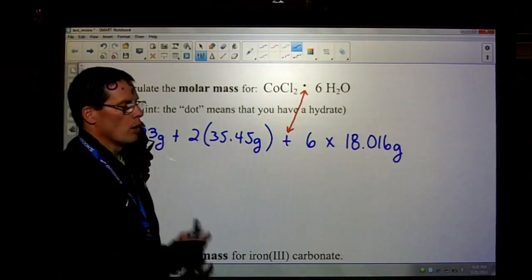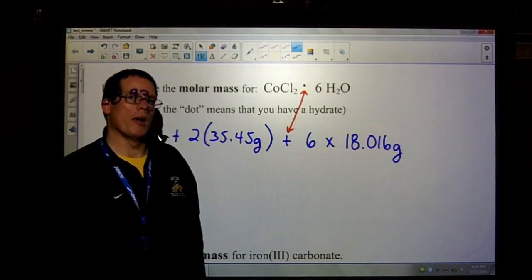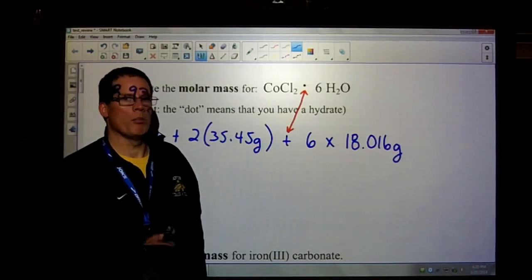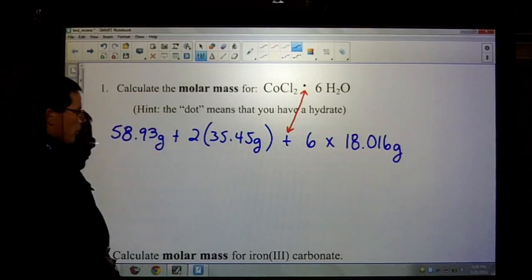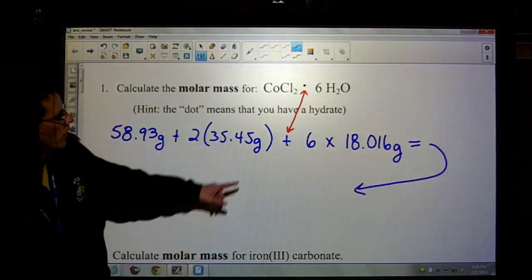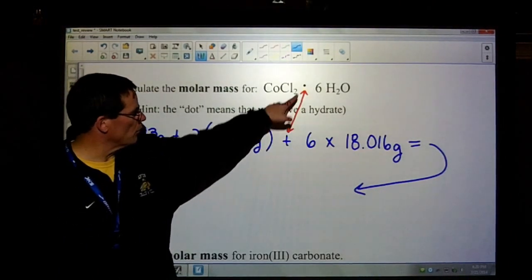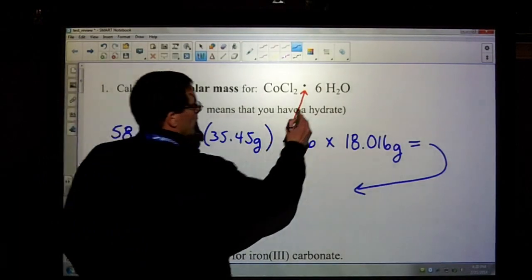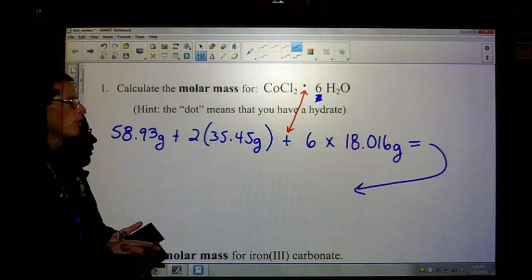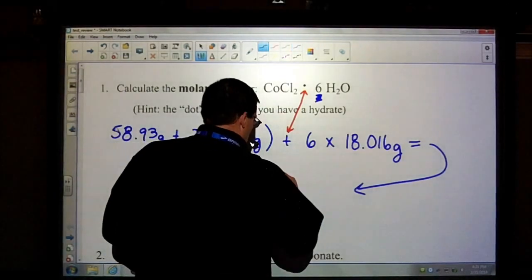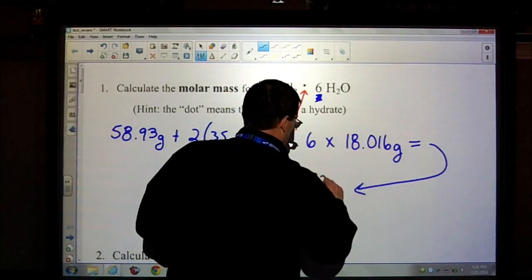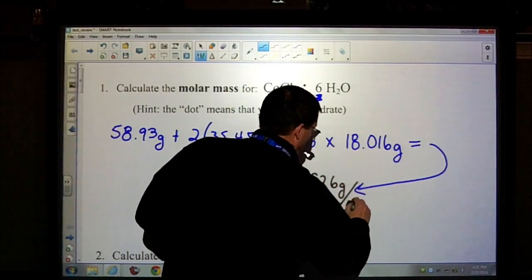How did I get that? Well, I know that each hydrogen is 1.008 grams plus 1 oxygen, which is 16. So 2 times 1.008 plus 16, 18.016. So the reason why I wanted to work this out together with you is to keep you from making that a multiplication sign. The only time that we're going to multiply is when we multiply those 6 waters together. So let's get a value. So the molar mass is 237.926 grams, and that's per mole.